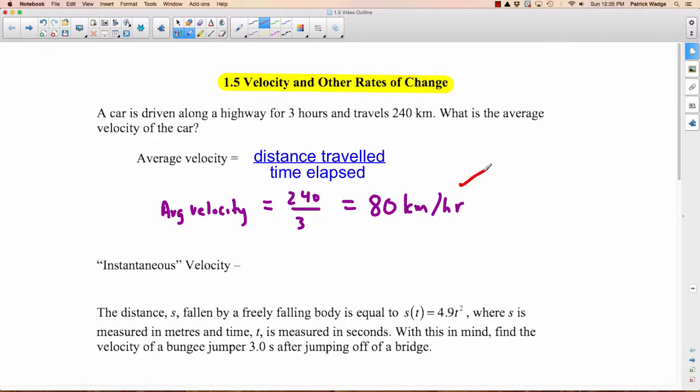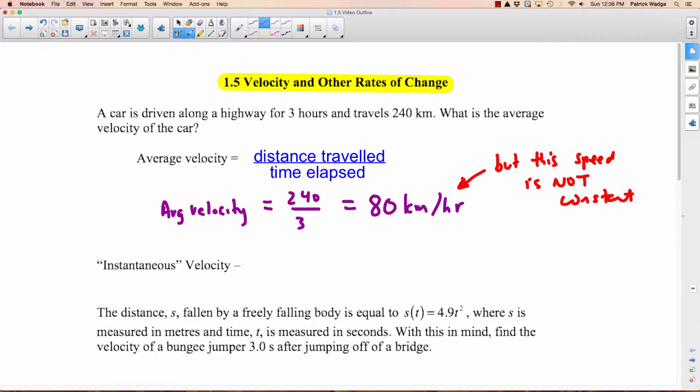But here's the thing, we've talked about this before. When this car was moving for those 3 hours, there's no way in real life that it would have been traveling at exactly 80 kilometers an hour for the entire 3 hours. So I'm going to say, but this speed is not constant. It changes. Maybe not from second to second, but at least every now and then it's going to be going slightly different. Maybe it comes to a complete stop sometimes. Maybe it's going 120 kilometers an hour.